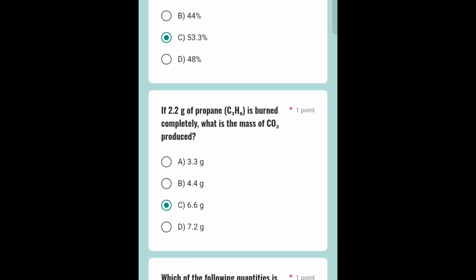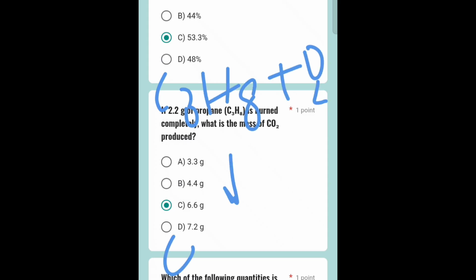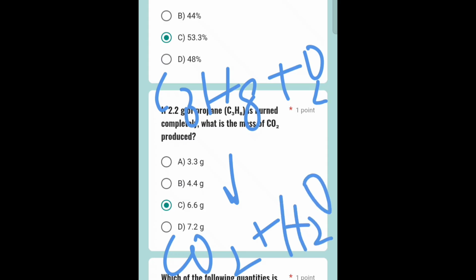Okay, 2.2 gram of propane is burned completely. What is the mass of CO2 produced? Okay, C3H8 plus oxygen converted into CO2 plus water. As you can see, 3 carbon dioxide will be formed. If we have 1 mole, we will write 4 here for water. The number of oxygen used is 4 and 6 here, so 5 moles of oxygen gas will be used.